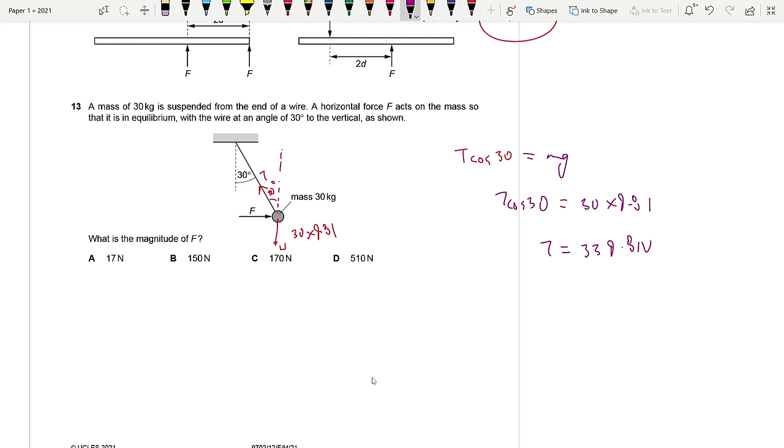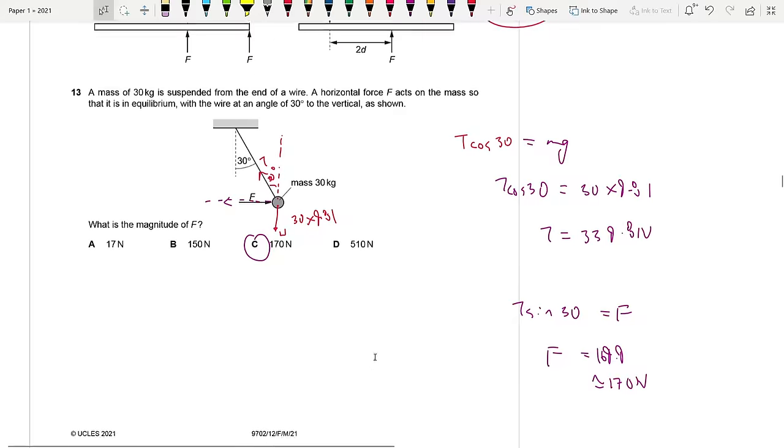Now, we want to find out the value of F, right? So, tension also has a horizontal component in this direction. So, we can say that T sine 30 balances F, right? So, calculator answer into sine 30 gives us an answer of F is equal to 169.9 or 170 newtons, basically. 13C should be the correct answer, okay?